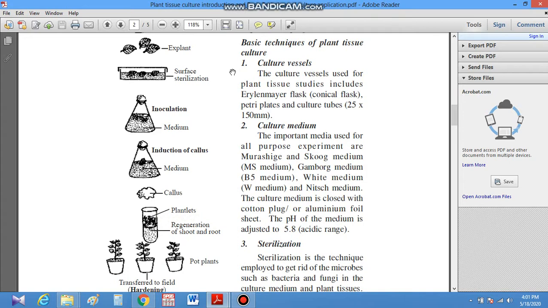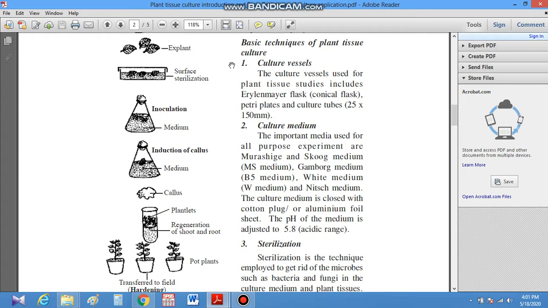Previously we have discussed the laboratory requirements and the media. Now we are going to discuss the steps of plant tissue culture, or the basic technique of plant tissue culture: what steps are done for regeneration of complete plants from an explant or cells.